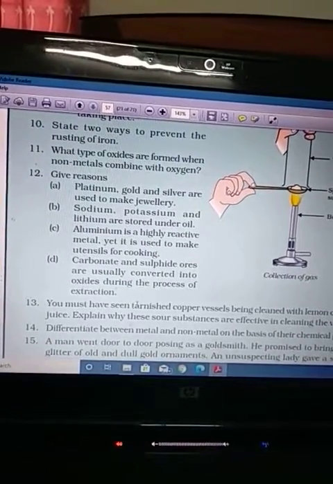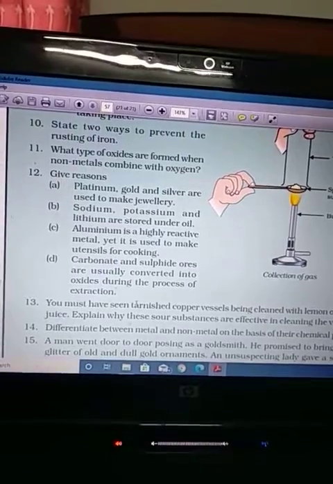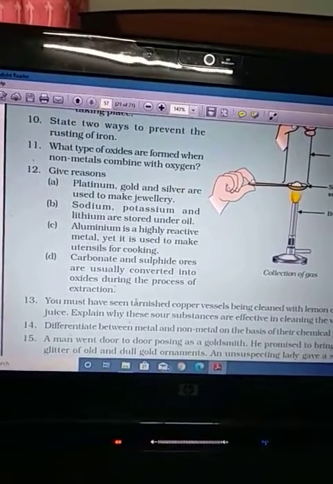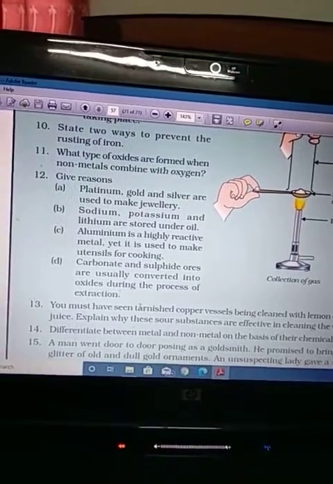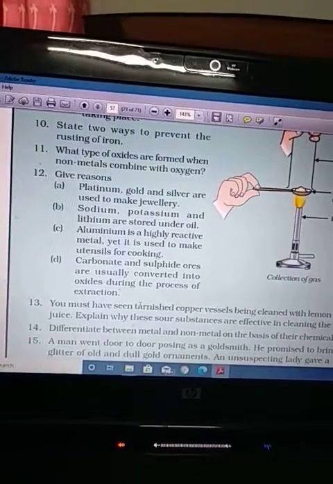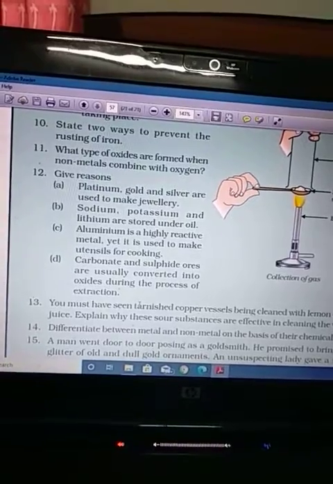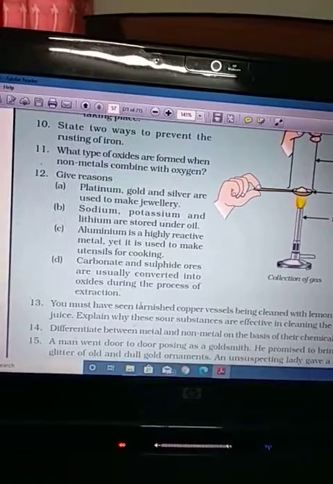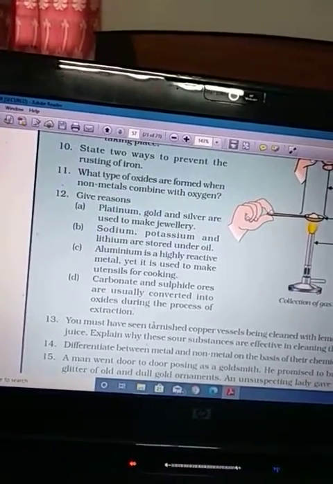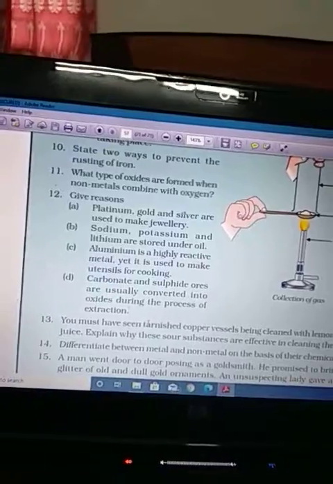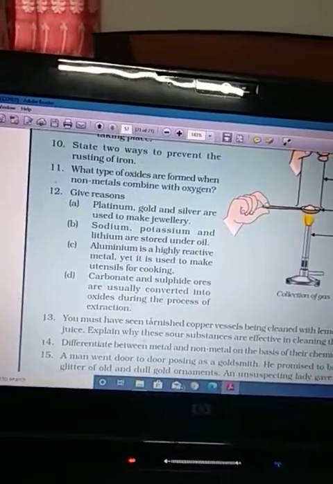Aluminium is a highly reactive metal, yet it is used to make utensils for cooking. Aluminium, once oxidized, forms an alumina layer, and this alumina layer has very little wear and tear and is very sticky, so further corrosion does not take place. This is the reason we can use aluminium as utensils for cooking, even though it is highly reactive.